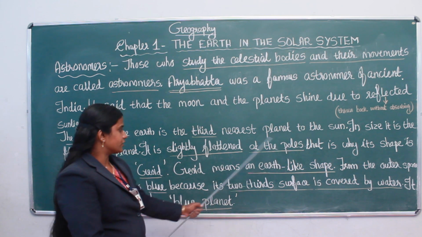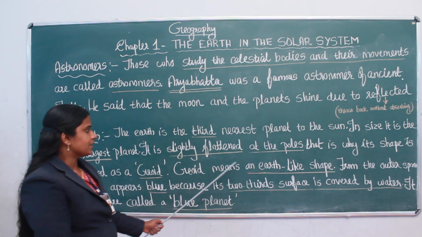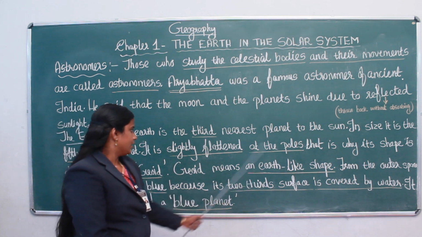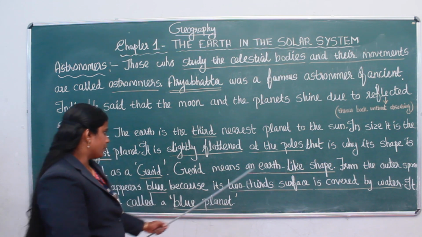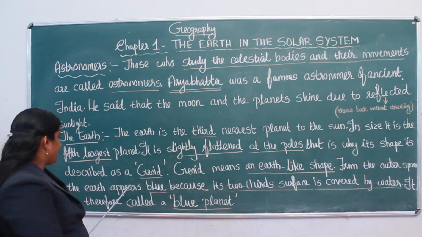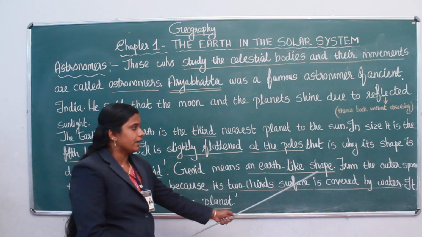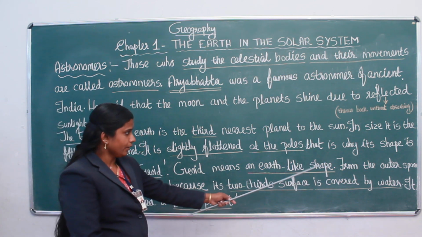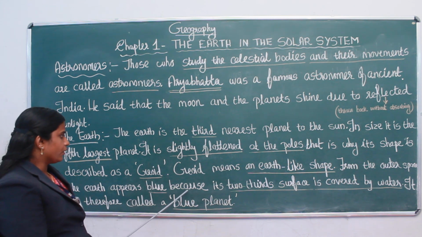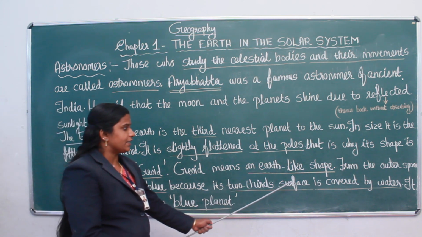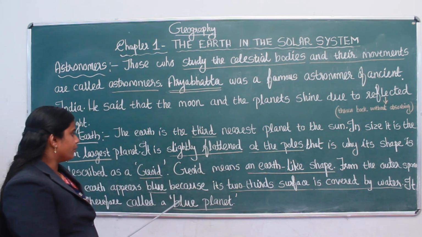Geoid means an earth-like shape. From the outer space, the earth appears blue because its two-thirds surface is covered by water. It is therefore called a blue planet.